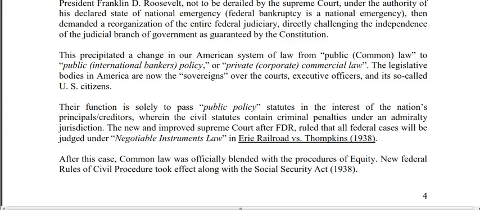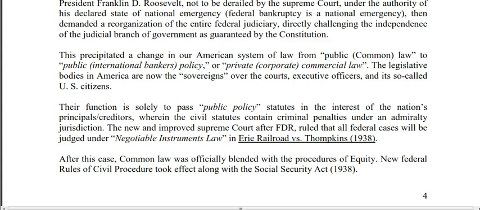private commercial law. The legislative bodies in America are now the sovereigns over the courts, executive officers, and its so-called U.S. citizens. Their function is solely to pass public policy statutes in the interest of the nation's principals and creditors, wherein civil statutes contain criminal penalties under an admiralty jurisdiction.